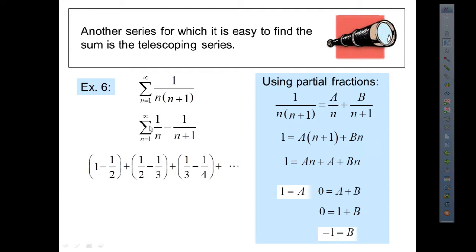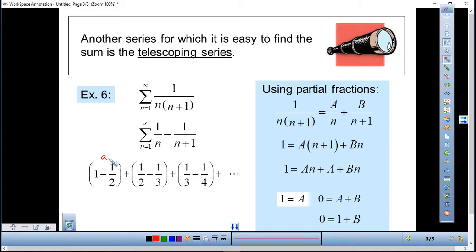So if we do the term when n is 1, we get 1 over 1 minus 1 over 1 plus 1. So we get 1 minus 1 half. There's the first term. So that's a sub 1. This is a sub 2. This is a sub 3. And you're going to notice that minus 1 half here and the positive 1 half here would cancel each other out. We're adding them, so those just cancel each other out. And what about the negative 1/3 and the positive 1/3? They're going to cancel each other out.